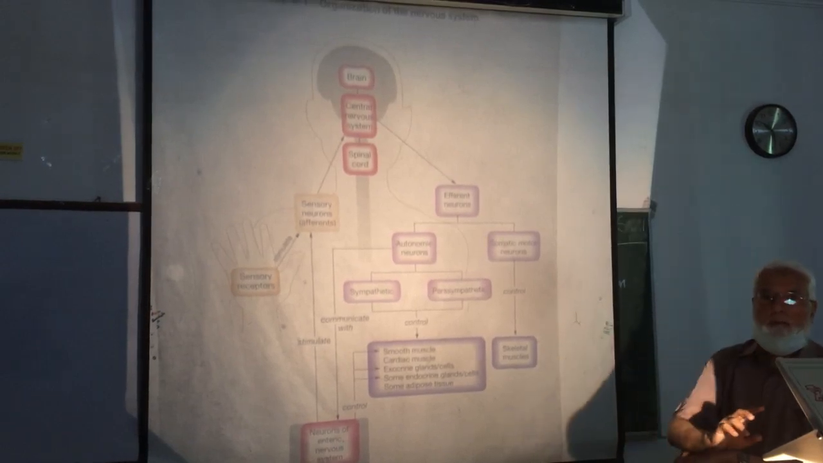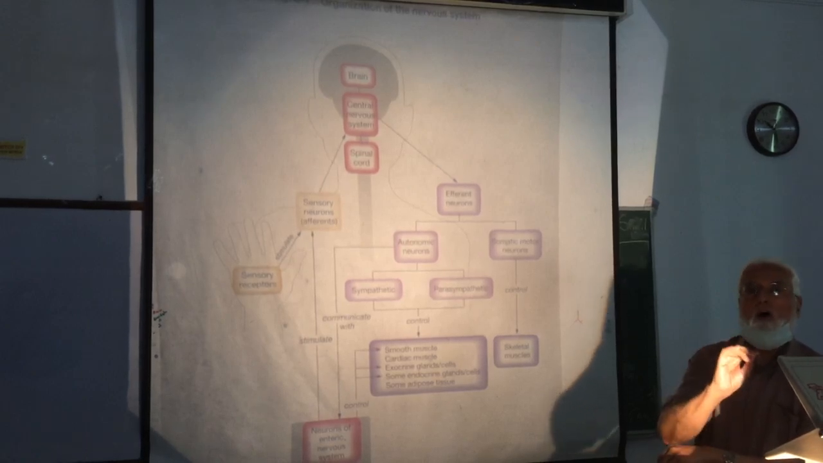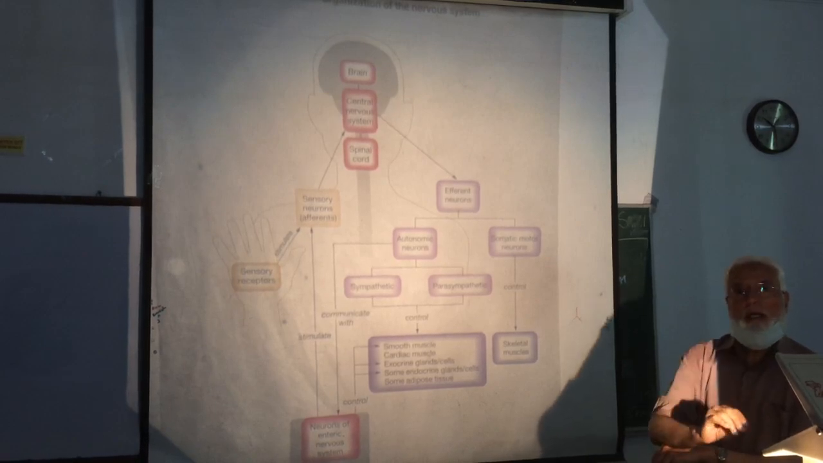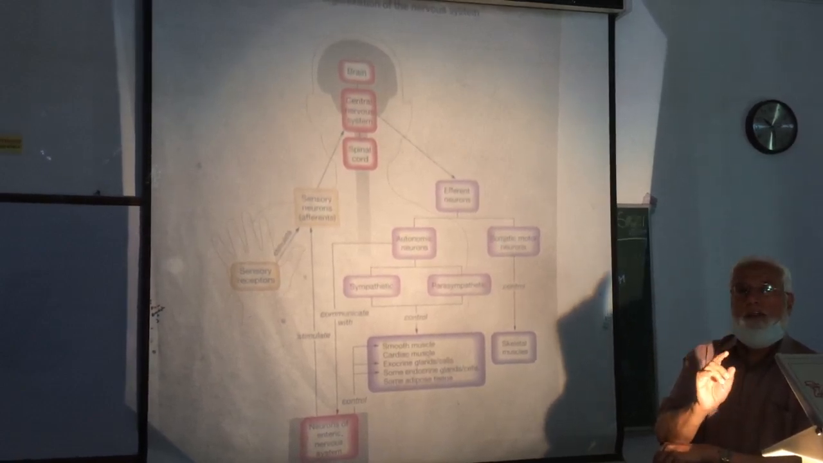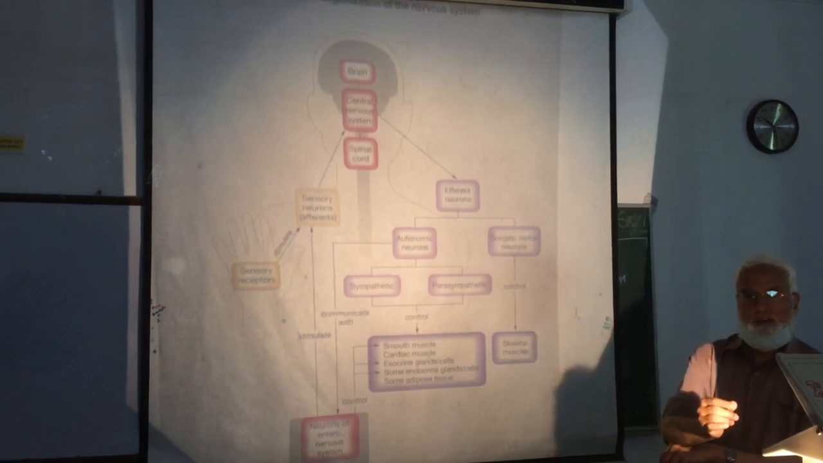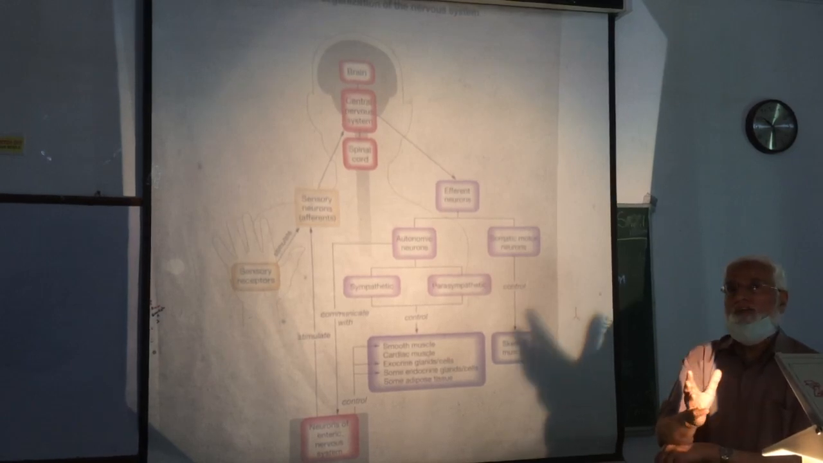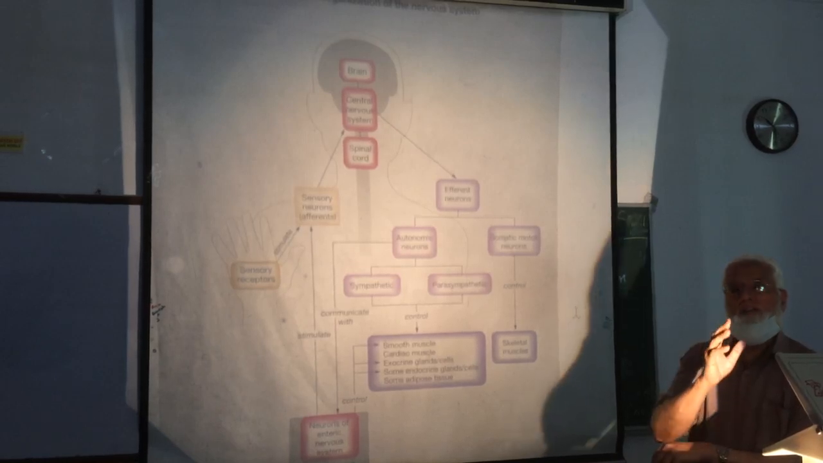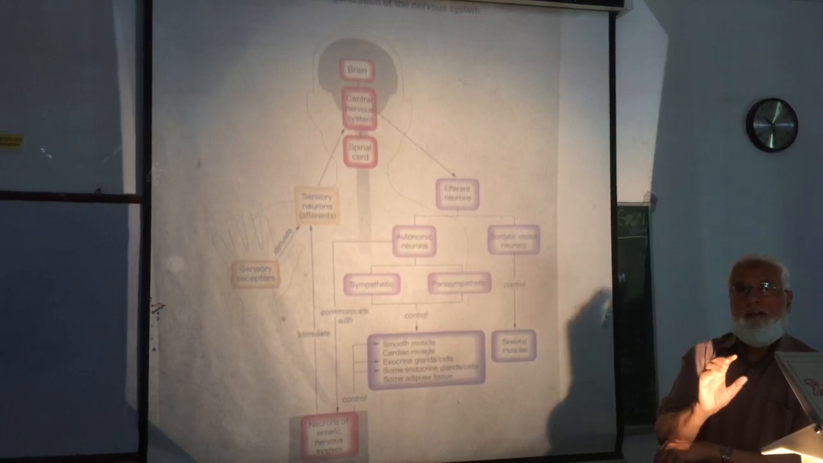Functionally, nervous system is of two types: somatic nervous system and autonomic nervous system. Somatic nervous system supplies the general structures like skin and skeletal muscle. Skin and skeletal muscles are supplied by the somatic nervous system.